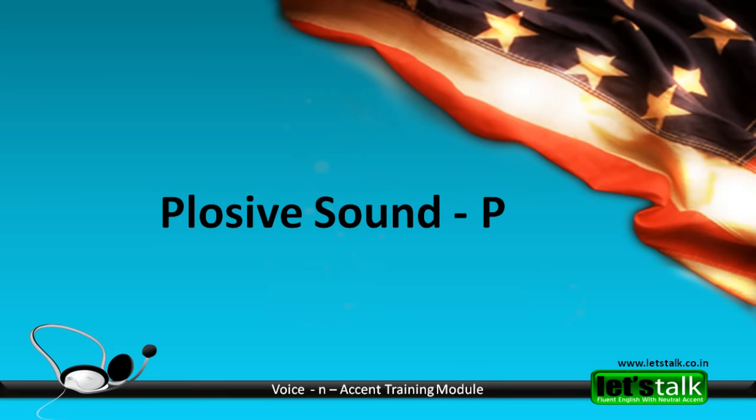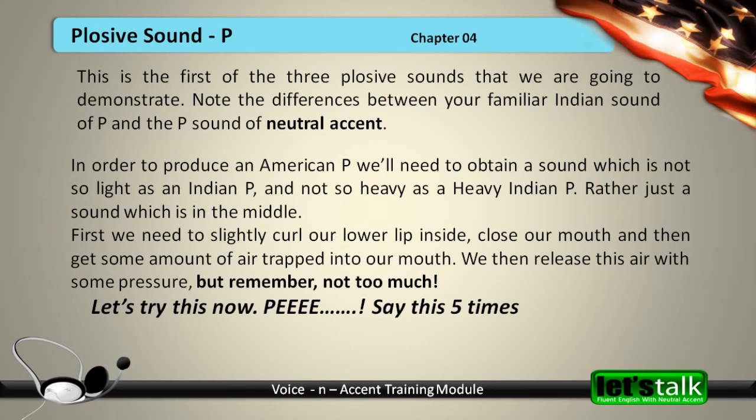Plosive sound, P. This is the first of the 3 plosive sounds that we are going to demonstrate. Note the differences between your familiar Indian sound of P, and the P sound of neutral accent. In order to produce an American P, we'll need to obtain a sound which is not so light as an Indian P, and not so heavy as a heavy Indian P. Rather just a sound which is in the middle.